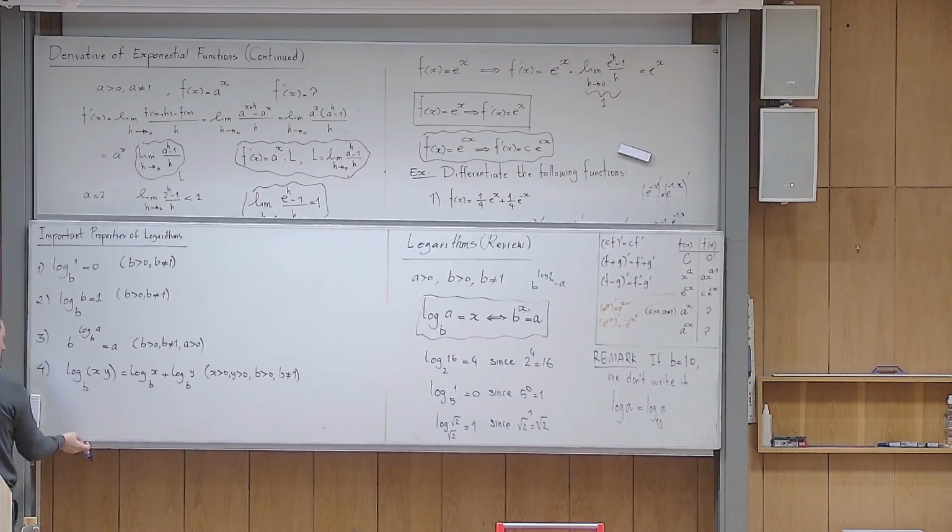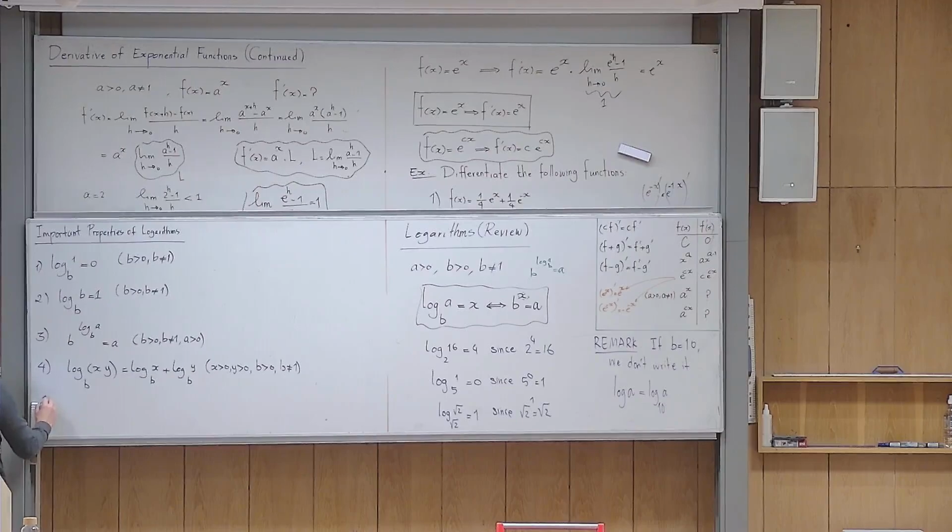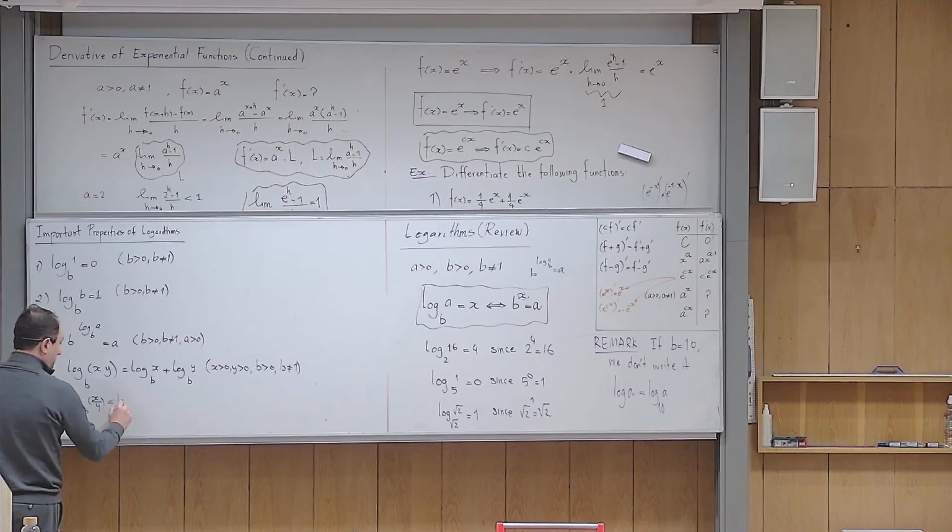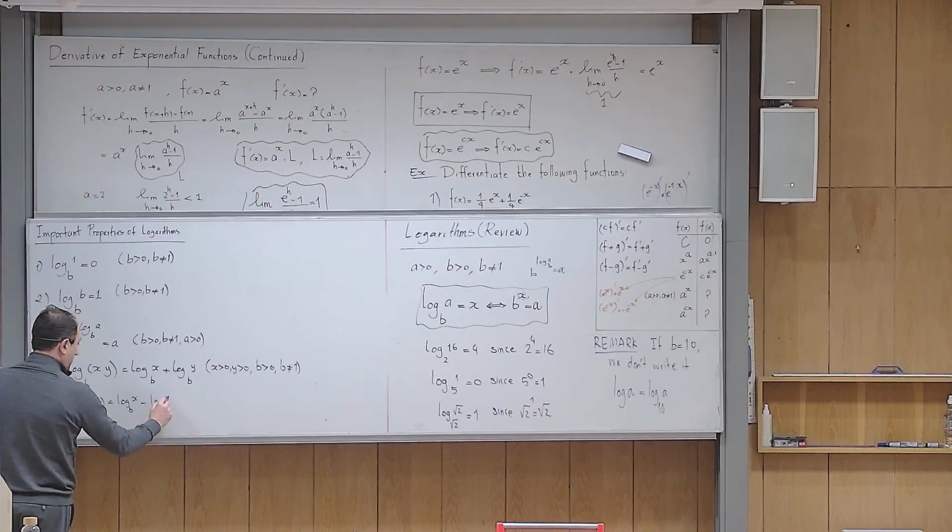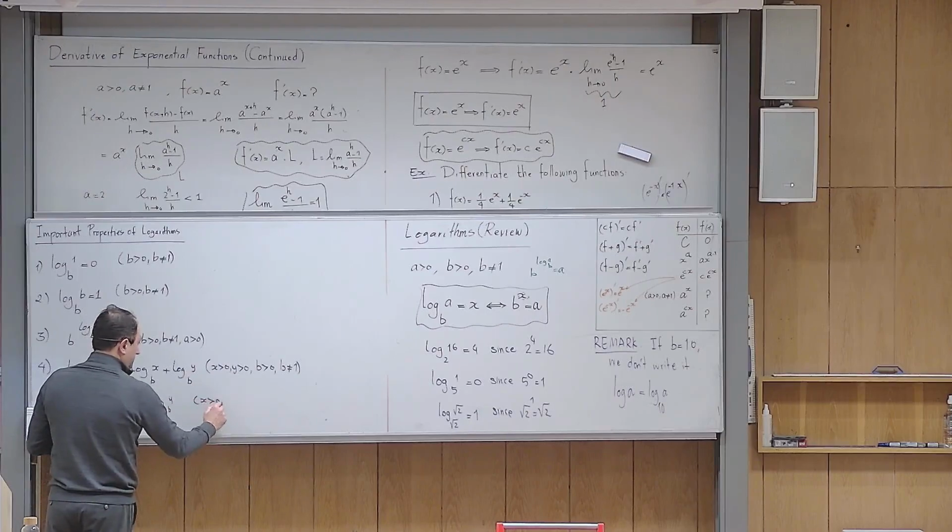And two more, do you remember what they are? Number 5 and number 6. So what are they? Yes, subtraction for division. So the logarithm of x over y to the base b is the logarithm of x to the base b minus the logarithm of y to the base b, of course under the same conditions.